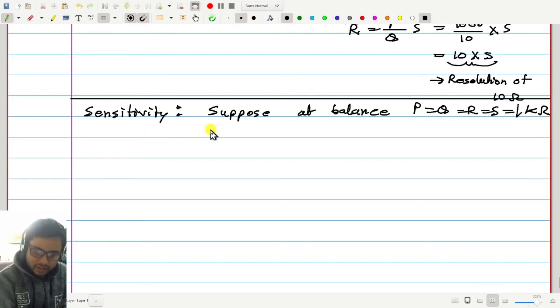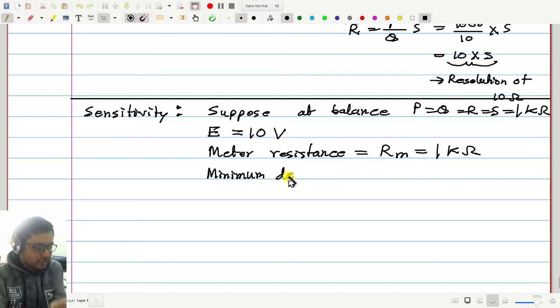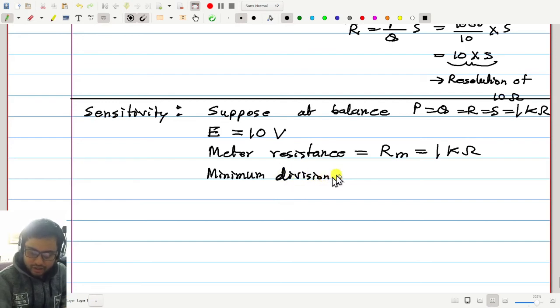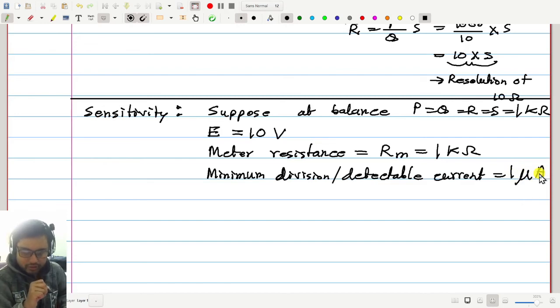Next, also suppose the battery EMF is say 10 volt, and suppose the galvanometer resistance, meter resistance, is Rm equal to also say 1 kilo ohm, and suppose the minimum detectable current, minimum division in your scale of the galvanometer, is equal to say 1 microampere. Okay, so let us see then what will happen.